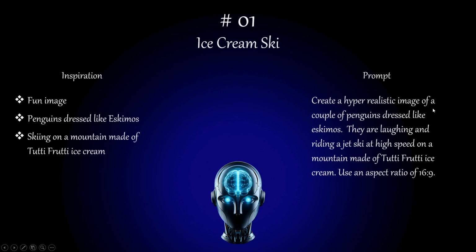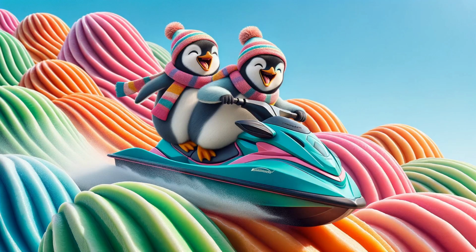Create a hyper-realistic image of a couple of penguins dressed like Eskimos. They are laughing and riding a jet ski at high speed on a mountain made out of tutti frutti ice cream. Use an aspect ratio of 16:9. So here's a little tip for you guys. If you don't mention the aspect ratio, Dall-E 3 will give you a square image and you're not going to like it. Okay, so this 16:9 is the aspect ratio of your PC screen, and that's going to look good.